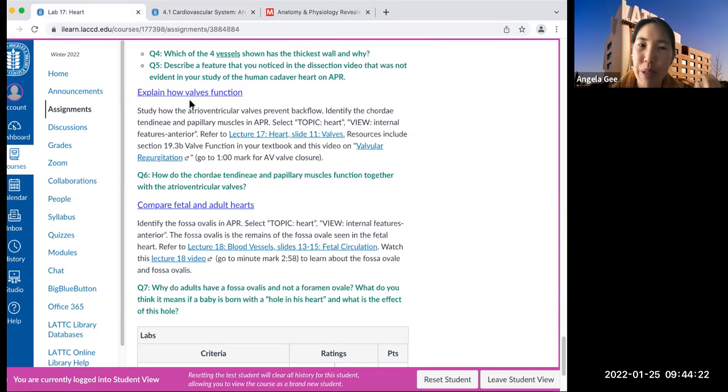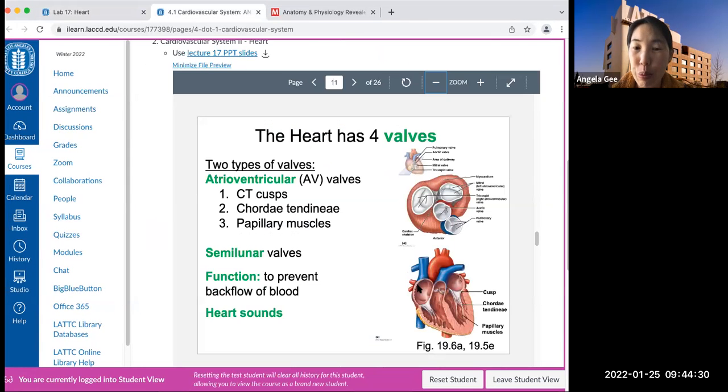When I say explain how they function, I'm asking you to explain how the valves close. In other words, they close so that blood can't go in reverse. Blood should always be going from the atria on the top down to the ventricles below, and then these valves should close such that the blood cannot go in reverse. All right, so how do they close?